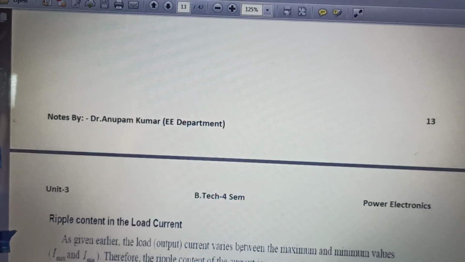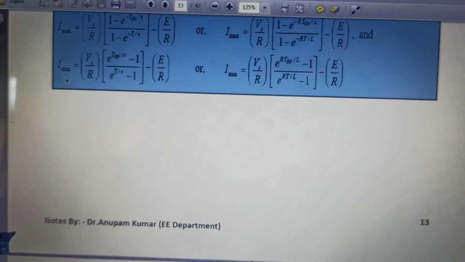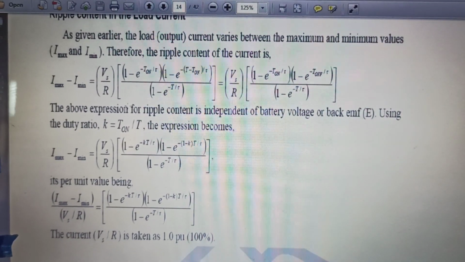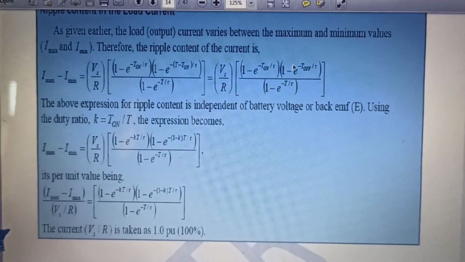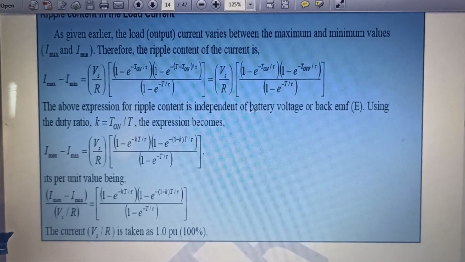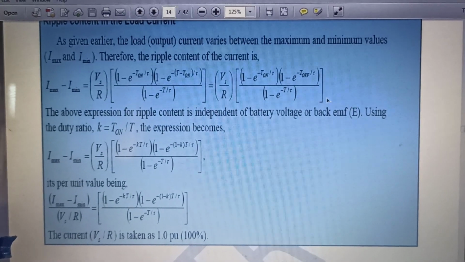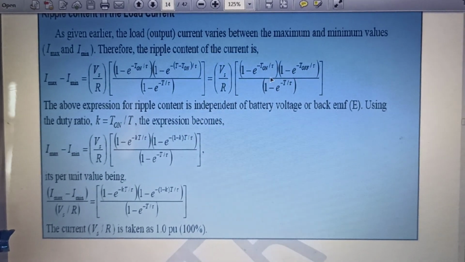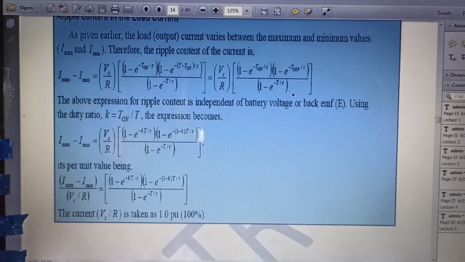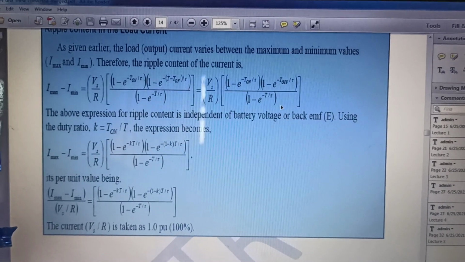Have a look at this expression. These are the expressions for I maximum and I minimum, and when we do I maximum minus I minimum, you will get this expression. Now have a look at this. The above expression is independent of battery voltage or back EMF. That is, if the battery is there at the load, this expression is totally independent of E, because no E is present in this expression.